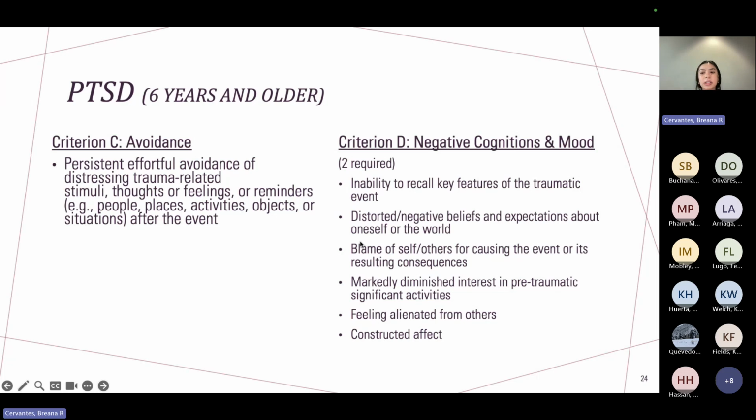Distorted or negative beliefs and expectations about oneself or the world. That's very similar to the next one, blaming yourself or others for causing the event or its resulting consequence. So this distorted negative beliefs, this one I'm pointing out right here, that one you see a lot of. This is where a lot of the cognitive processing comes into play when we talk about trauma treatment, which we'll talk about in a sec.